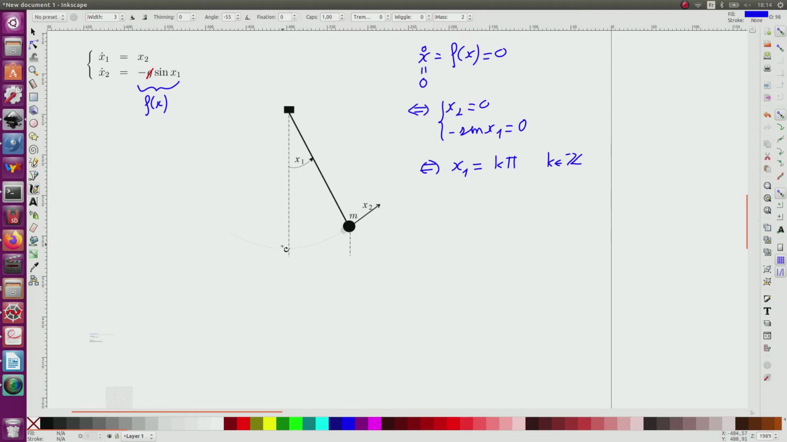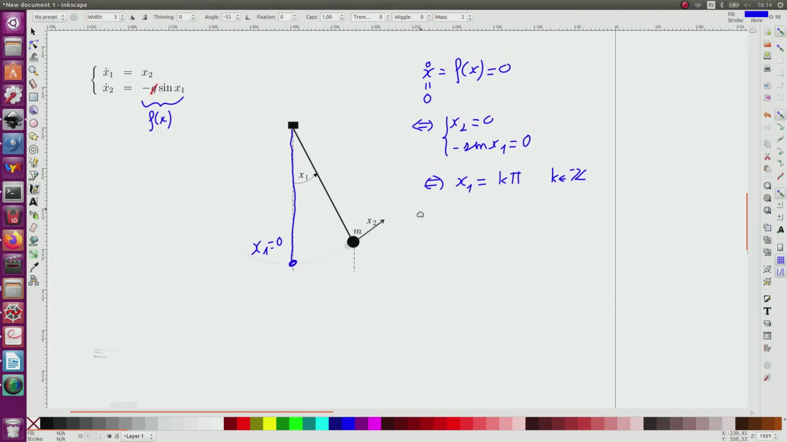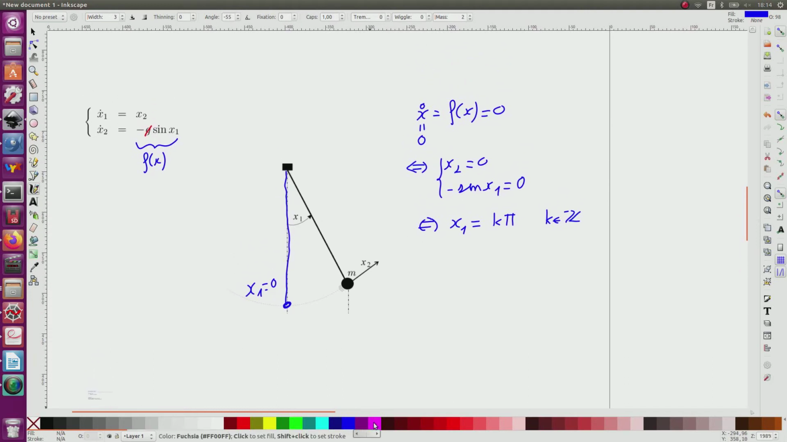So when x1 is equal to 0, we are like this, and it corresponds to a stable equilibrium point. And when x1 is equal to pi, plus 2k pi eventually, in this case, it means that the pendulum is at the top, and we have an unstable equilibrium point.